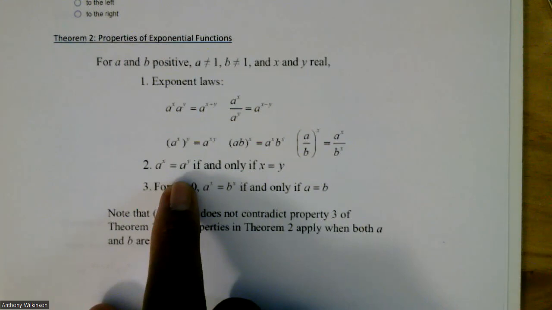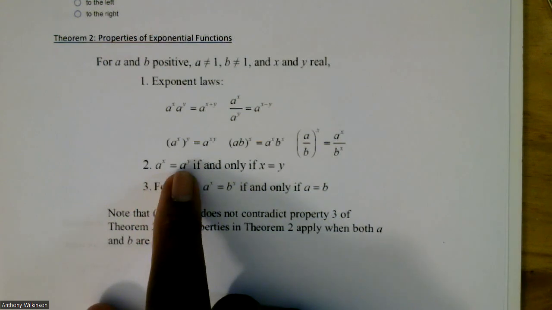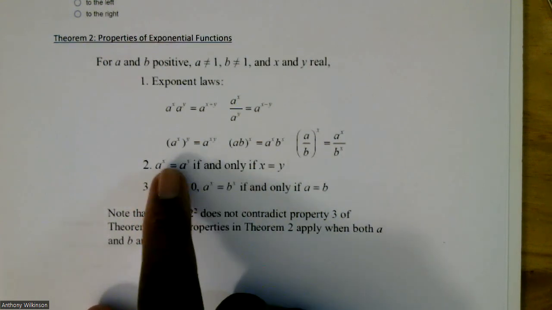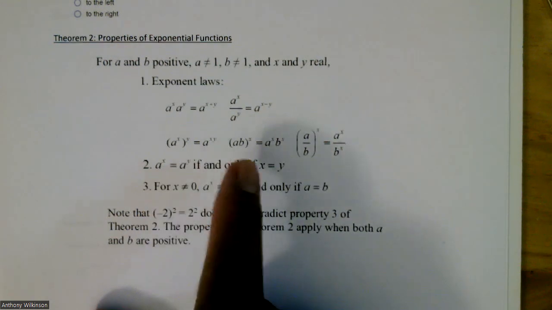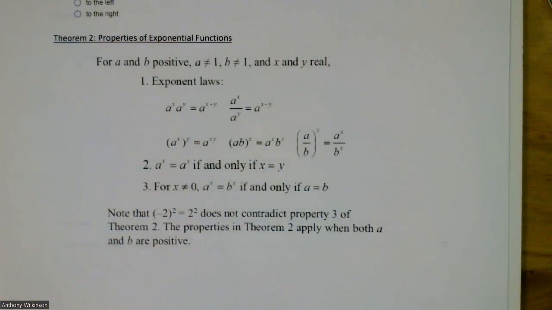Now, number 2, this represents the one-to-one property. If you have a to the x equaling a to the y, that's going to be if and only if your exponents are equal to each other. x is equal to y.